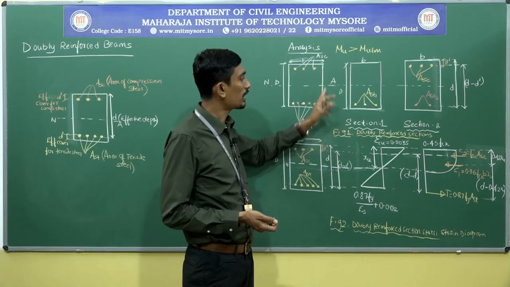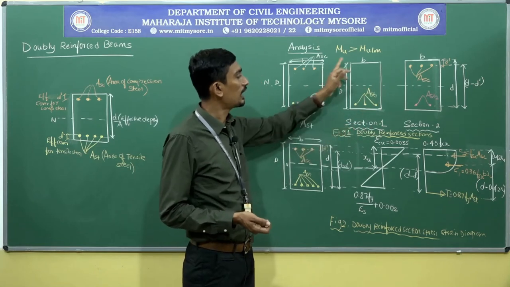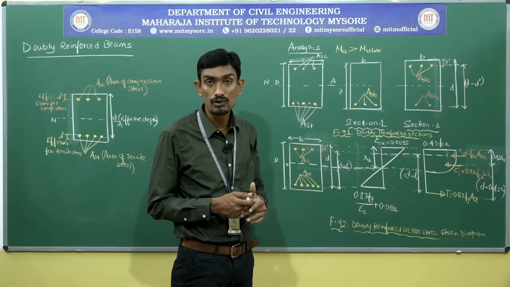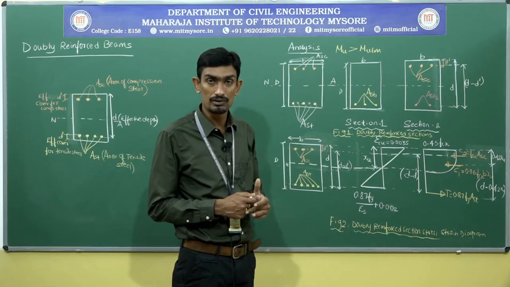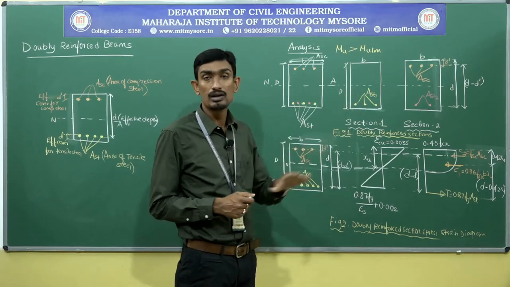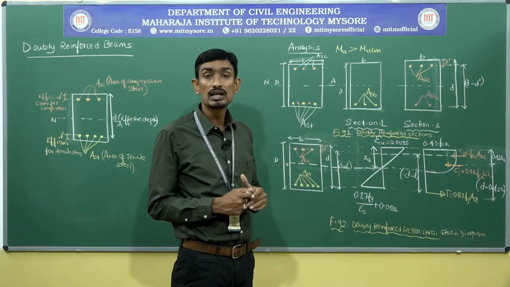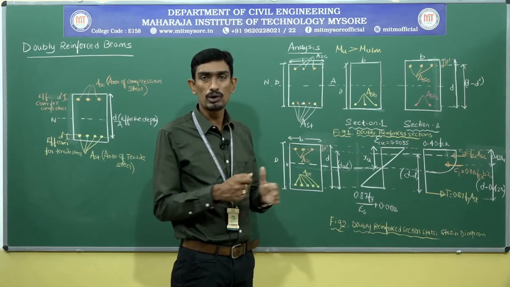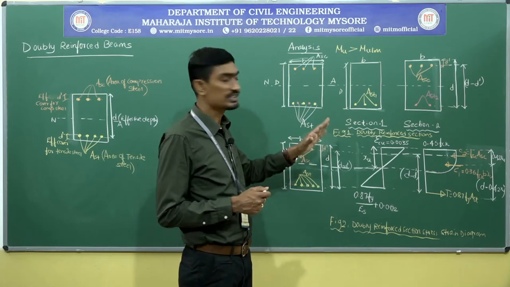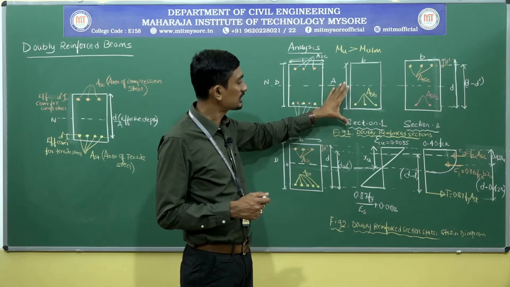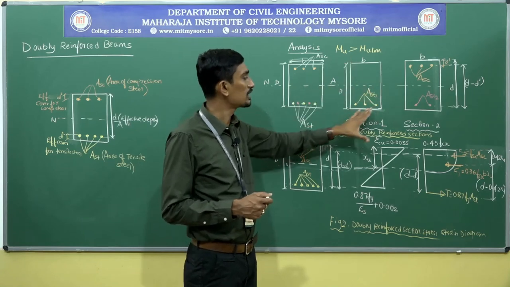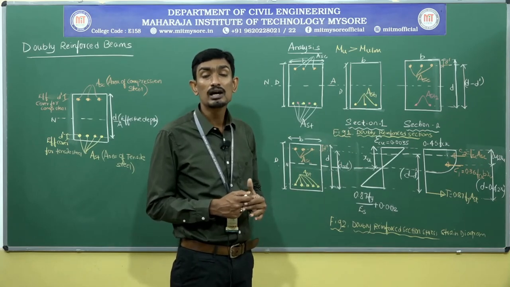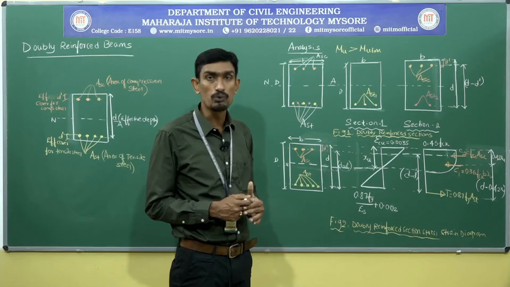That means I am going to analyze a section of this beam just like a singly reinforced beam, so it will have an ultimate moment of resistance Mu1, for which I am going to derive the formula now. Please keep this in mind. The first section will be analyzed the same as a singly reinforced beam, and the other section will have a moment of resistance Mu2.